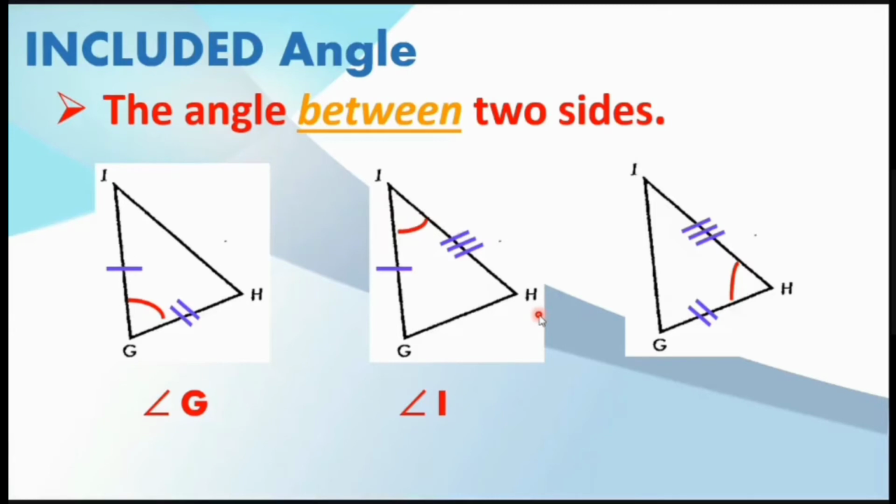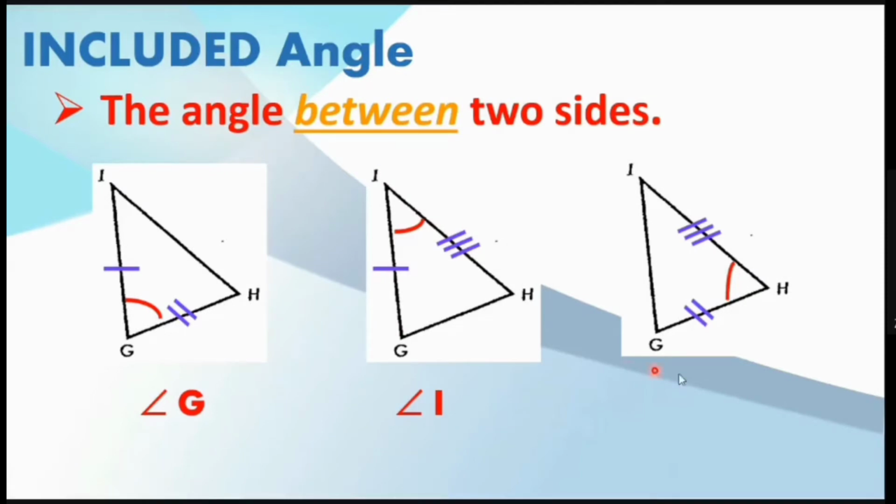Why angle I? Because angle I is an angle in between the two marked sides. Ibig sabihin, yun yung angle na nasa gitna nung dalawang sides na may tick mark. And finally, we have the third triangle here. If we are going to identify the included angle, take note that the two sides that have tick marks here are side IH and side GH. So the included angle here is this angle.